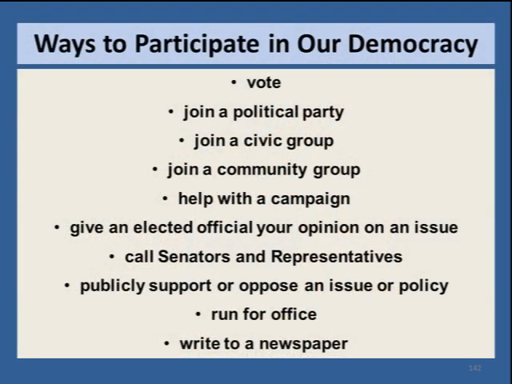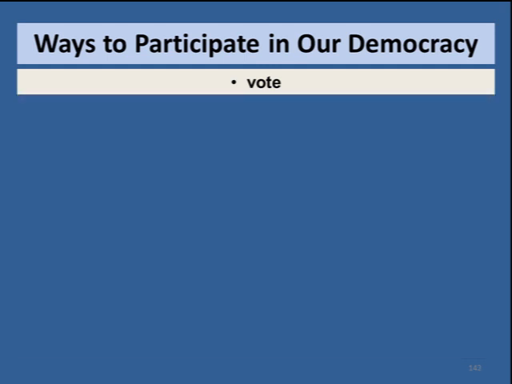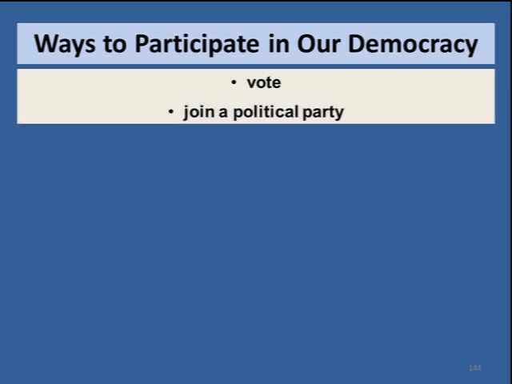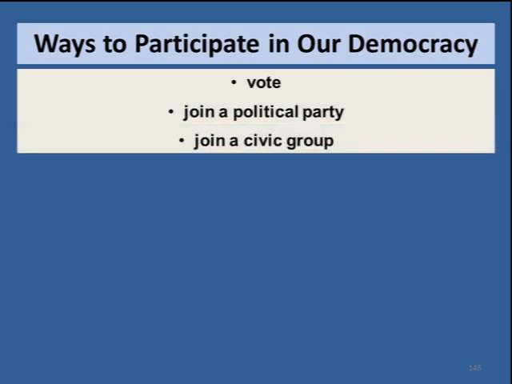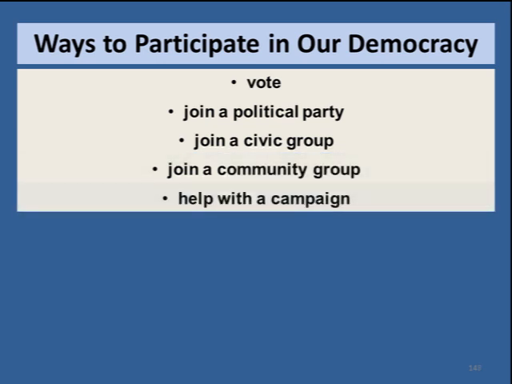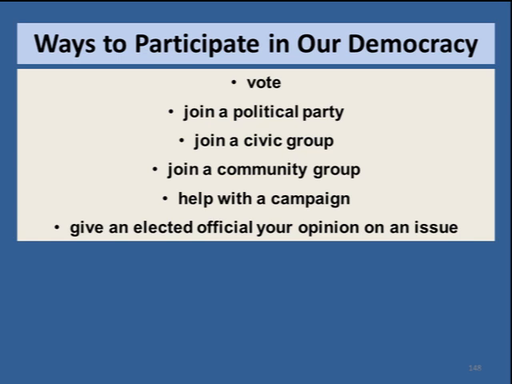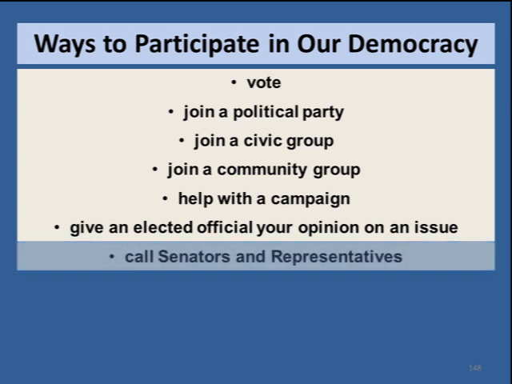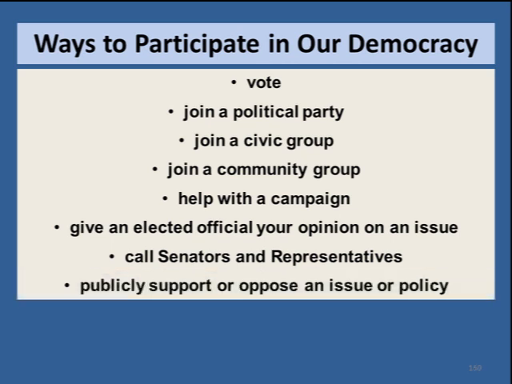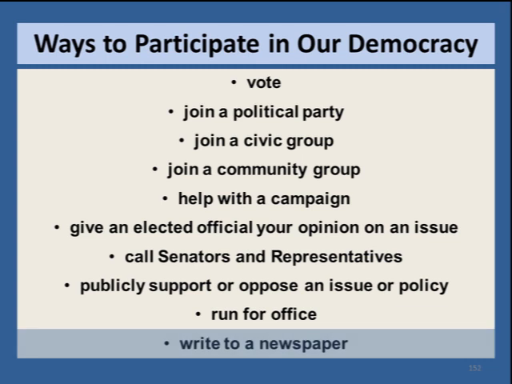There are many ways a citizen can become involved in their democracy. This participation is so important that many of the activities are protected by the Constitution. Some ways to participate include voting, joining a political party, community group, or civic group, helping with a campaign, giving an elected official your opinion on an issue, calling senators and representatives, publicly supporting or opposing an issue or policy, running for office, and writing to a newspaper.